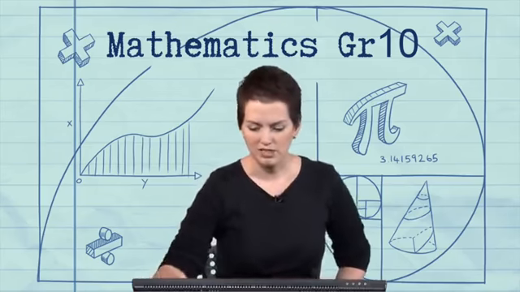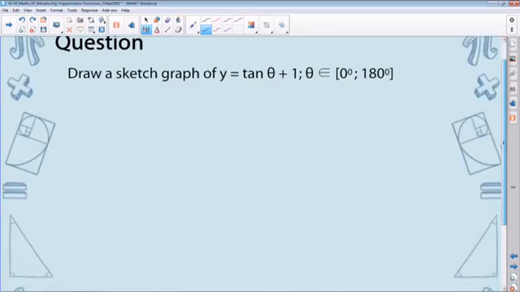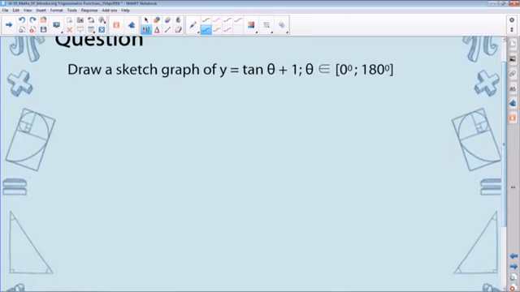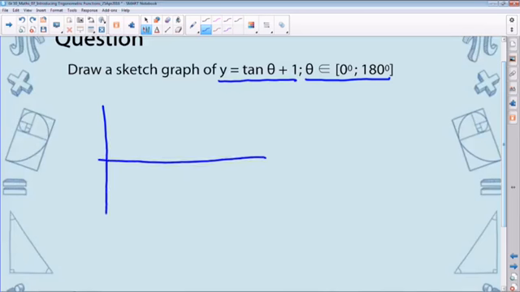So our question says, draw a sketch graph of y is equal to tan theta plus 1, and it asks for only the domain between 0 and 180 degrees. Now I know already that my normal tan function is going to start at 0 and go up and up and up, and the asymptote is going to be at 90. And then it's going to come back at 180 and in the middle over there.